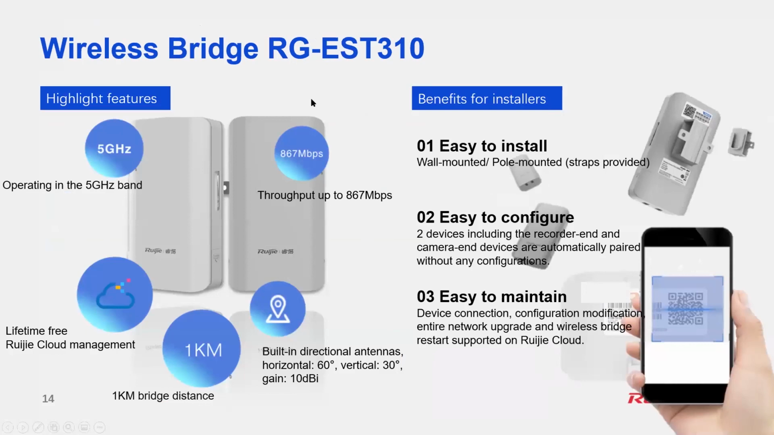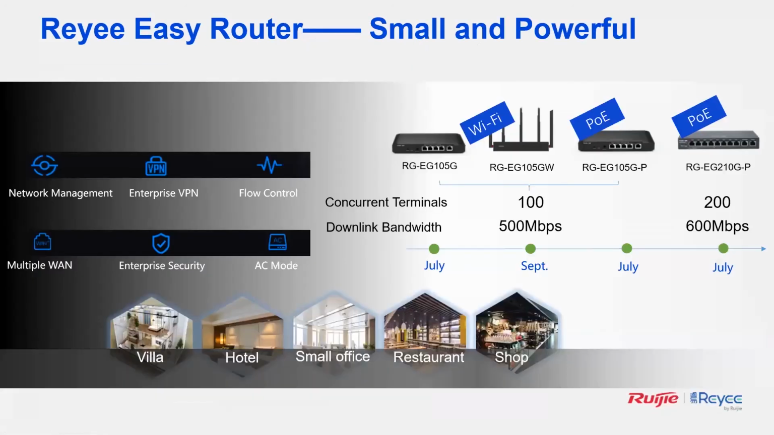And the new product line is the wireless bridge EST310, and we have another model, EST35. 1 means the maximum distance is 1 kilometer, and 5 means the maximum distance is 5 kilometers. It operates in the 5 GHz band. Throughput can reach up to 867 megabit per second, and it can also be configured on the Ruijie Cloud app, just like what we have done before.